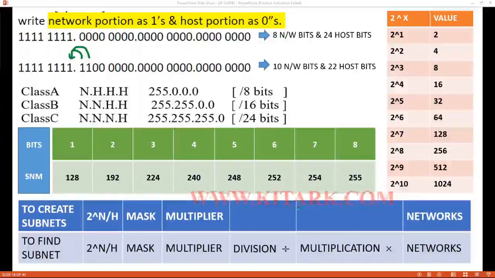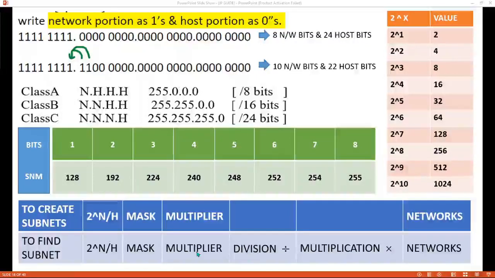After finding the multiplier you can simply write the first 3 networks. We can write any network. Here, for example, we'll write the first 3 networks, and from the second network if you deduct one IP address you will get the broadcast address of the first network, first subnet. After finding the network address and broadcast address you can simply write the valid host ranges. And in a later session I will explain the division and multiplication.